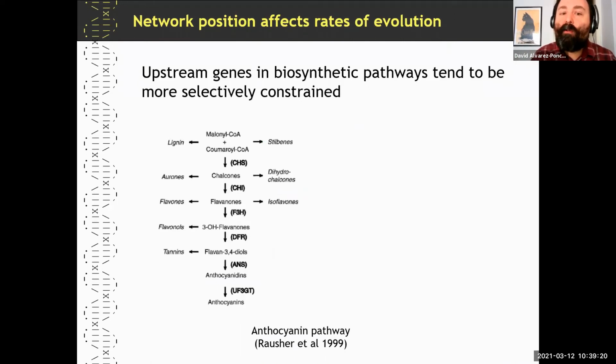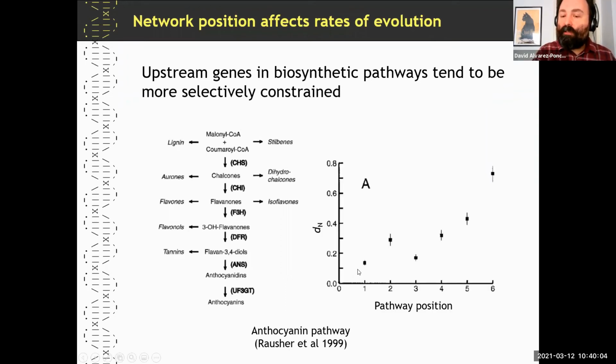Okay, so now I'm going to talk about biosynthetic pathways and how proteins at different parts of these biosynthetic pathways evolve at different rates. So this is the anthocyanin pathway, and these are 6 enzymes that are key to it. In each step, this is converted into this, and this is converted into this, and so on. If you look at the rates of protein evolution, and this is something that these authors did in 1999 of these different enzymes, and this is pathway positions, so positions 1, 2, 3, 4, 5, 6 are the ones here, and DN in this case is here.